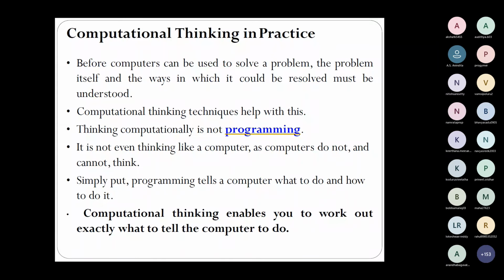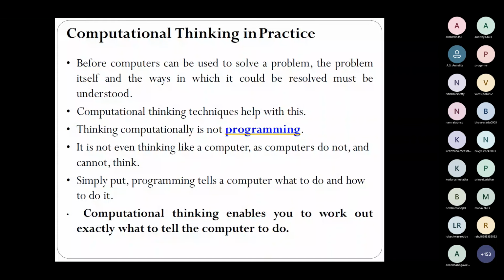So before computers can be used to solve a problem, the problem itself and the ways in which it could be resolved must be understood. Computational thinking is what helps us with it. So thinking computationally means not programming. Okay, so that's what they say.